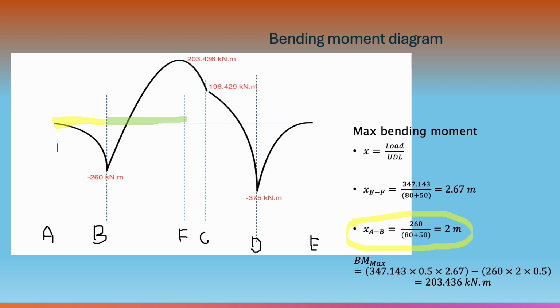And then for triangle B to F, what do we use? Load over UDL. What is the load? 347 over 130 gives us 2.67. How does that help? It helps us to find the maximum bending moment. So it's going to be this calculation at the bottom. We've got this positive side of 347, the positive triangle, minus the negative triangle of 260 times 2 times half. And it gives us the maximum bending moment. Put the maximum bending moment in lipstick red. That is our maximum bending moment at that point, and it's 203.436.